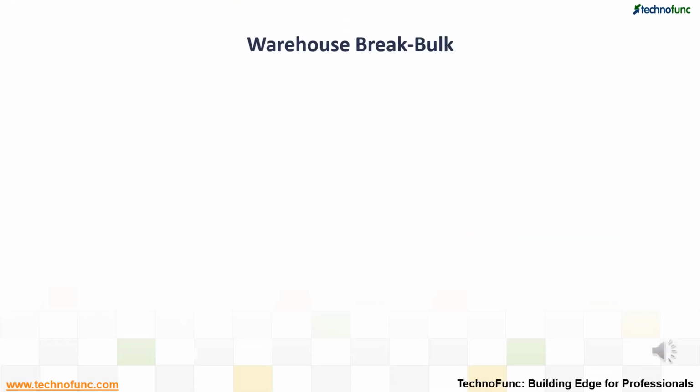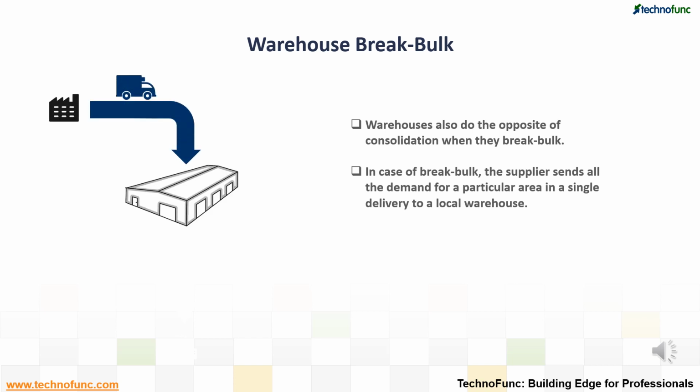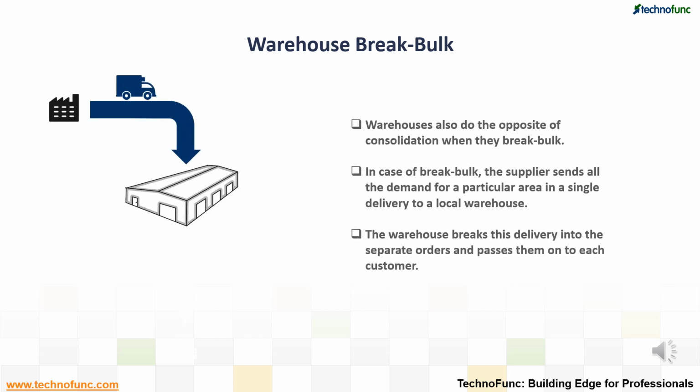Warehouse break-bulk function. Warehouses also do the opposite of consolidation when they break bulk. In case of break-bulk, the supplier sends all the demand for a particular area in a single delivery to a local warehouse. The warehouse breaks this delivery into separate orders and passes them on to each customer.